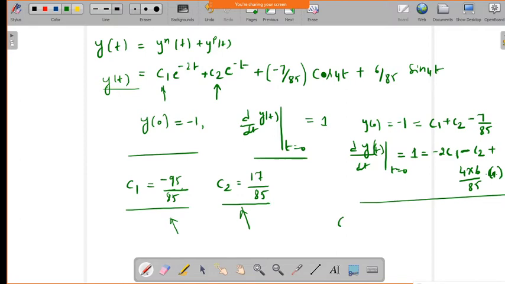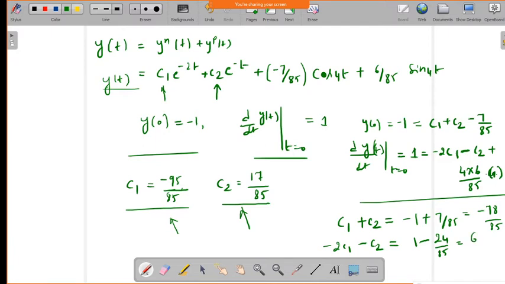So what is the equation? C1 plus C2 is equal to minus 1 plus 7 by 85, which is equal to minus 78 by 85. So this is one equation. And minus 2 C1 minus C2 is equal to 1 minus 24 by 85, which is 85 minus 24, so how much? 61 divided by 85. So these are the two equations.